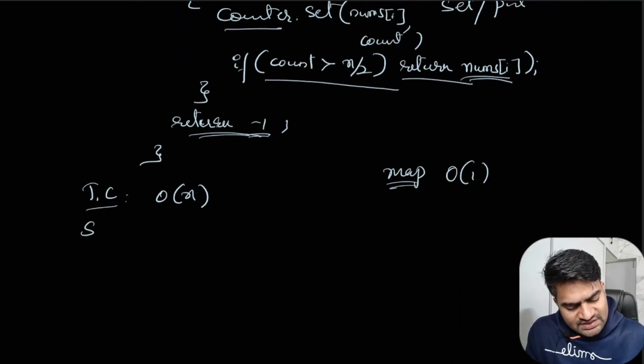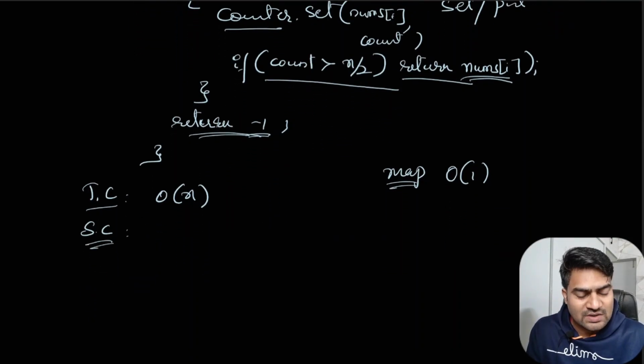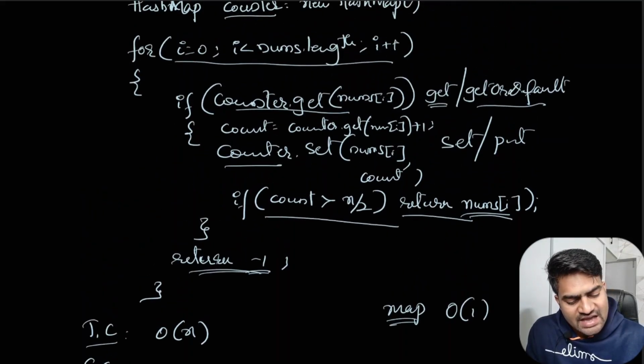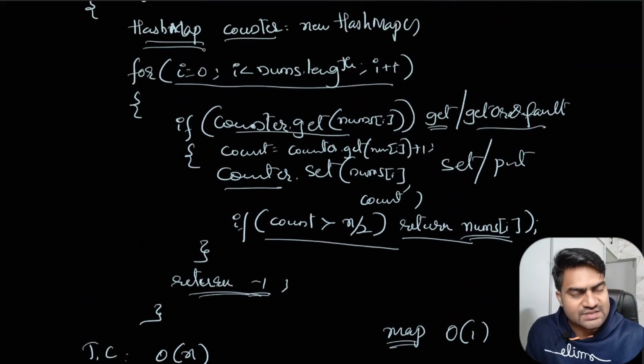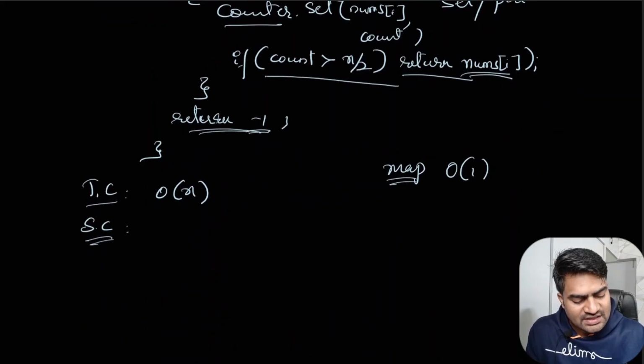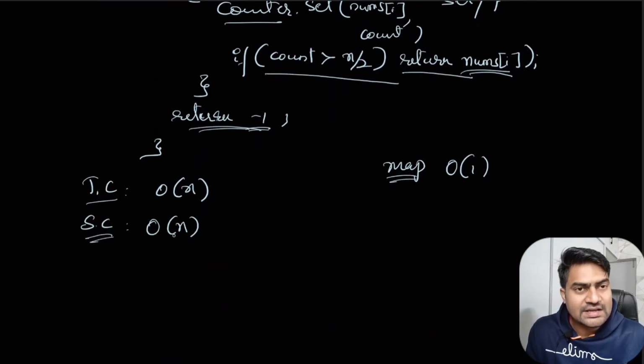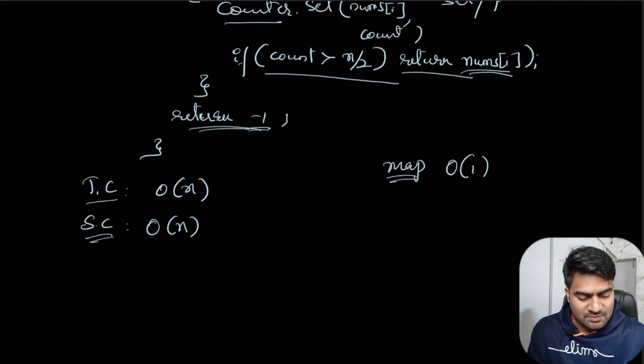Now if you see space complexity, it is not order 1 here. We are taking a hash map. In the worst case, it takes order of n space complexity. Okay, so this is the time and space complexity for this particular problem. Now let us try to execute that and see.